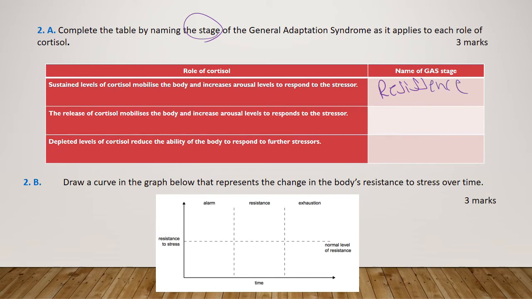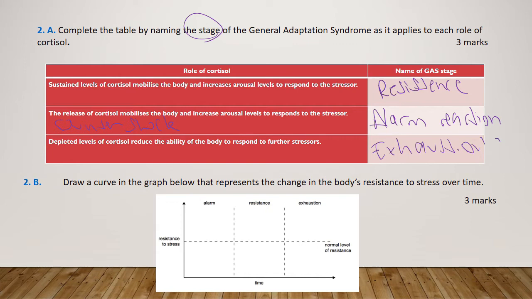Okay, release of cortisol mobilizes the body and increases arousal levels to respond to the stressor. That specifically is counter shock. But this question is not asking about the substage. It's actually asking about the overall stage. So it's going to be alarm reaction. And then depleted levels of cortisol reduce the ability of the body to respond to further stresses, and that is exhaustion.